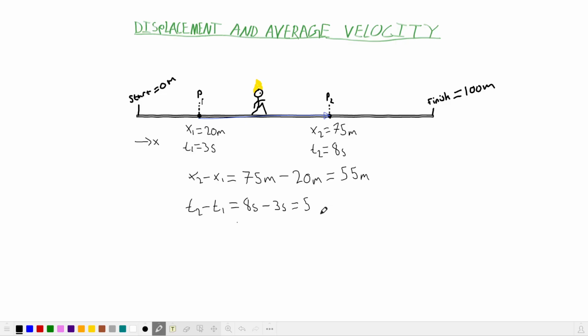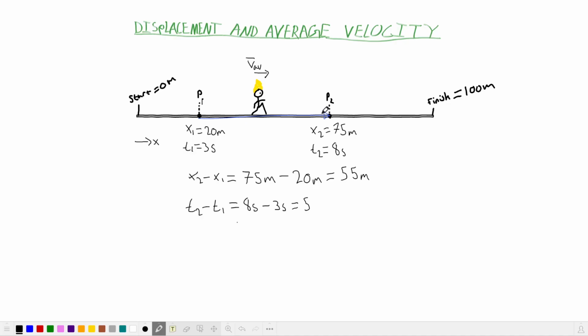And the average velocity is a vector. So it has both a direction and a magnitude. And the direction of this velocity vector is going to be to the right of the starting point, since he is running along this path. So let's say v_av here is pointing in this direction.